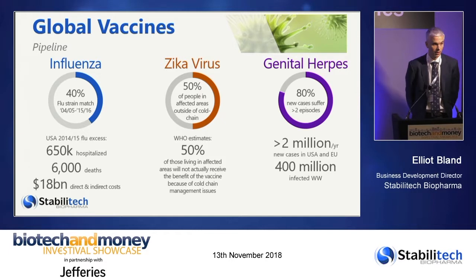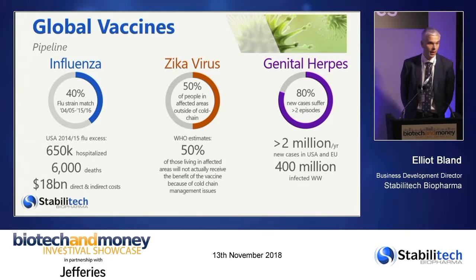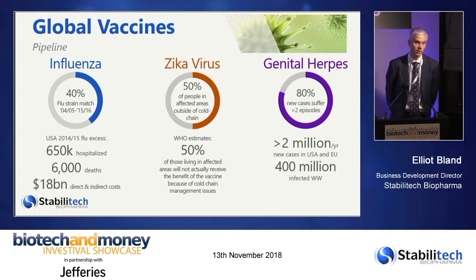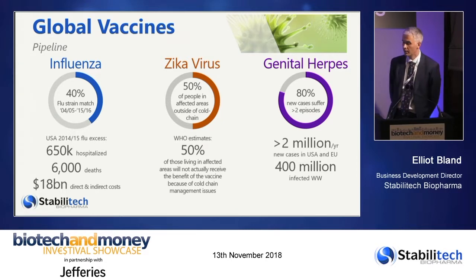The second product is our oral Zika virus vaccine that's completely thermally stable, can be shipped anywhere in the world, and will deal with the issue that 50% of the people who actually have the potential to suffer from the Zika virus will never actually see that vaccine because of thermal stability losses throughout the cold chain.